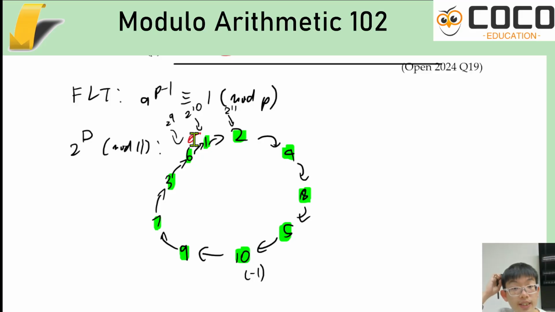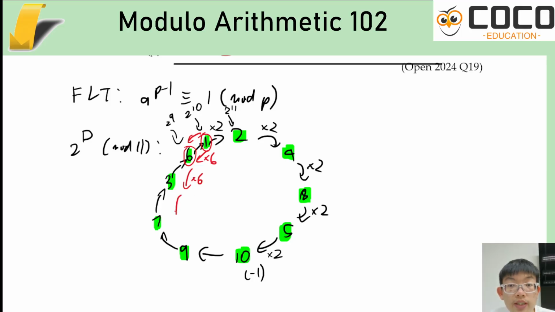Well, the interesting thing is that when you go backwards, this goes from 1 to 6. If I treated going clockwise as times 2, then let's just try going back and treating it as times 6. 6 times 6 is 36, which is 3 mod 11. 3 times 6 is 18, which is 7 mod 11. 7 times 6 is 42, which is 9 mod 11. You see that this actually works, which means that there is a reverse gear available to us.